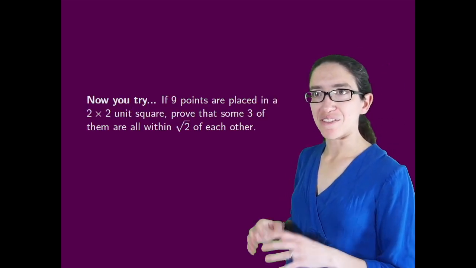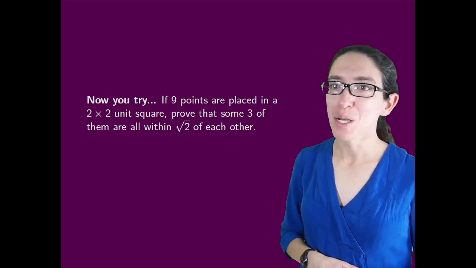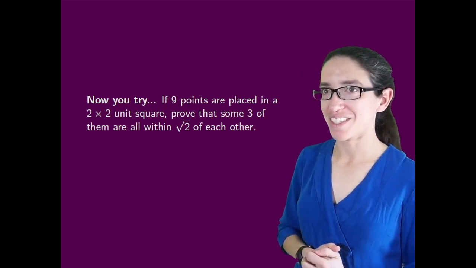So now you try: if 9 points are placed in a 2 by 2 unit square, prove that some 3 of them are all within distance square root of 2 of each other.